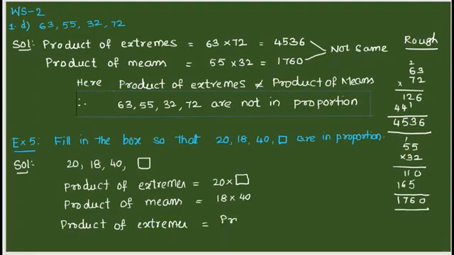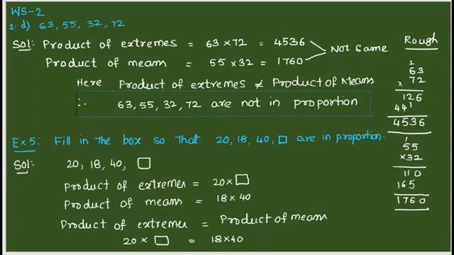Product of means. Now this statement, symbolically we can write that product of extremes, we have 20 multiplied by the box of unknown number, equals product of means, we have here 18 multiplied by 40. Either you can find the product here itself or you can calculate directly, children. Let us see how it can be calculated.